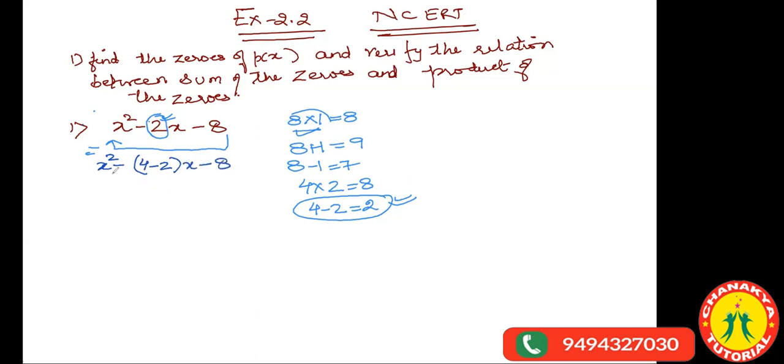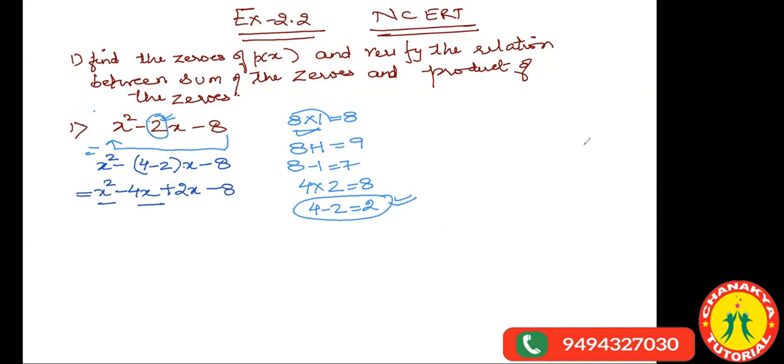Now your next step will be just open the bracket. So x square minus 4 multiply x, it will be 4x. Now before the bracket there is a minus sign, so the inside sign will be changed. So it will be plus, so minus 8. Now children, in the first two terms, x square and 4x.